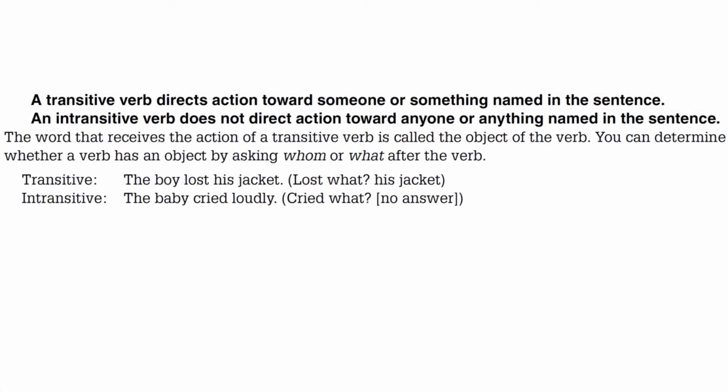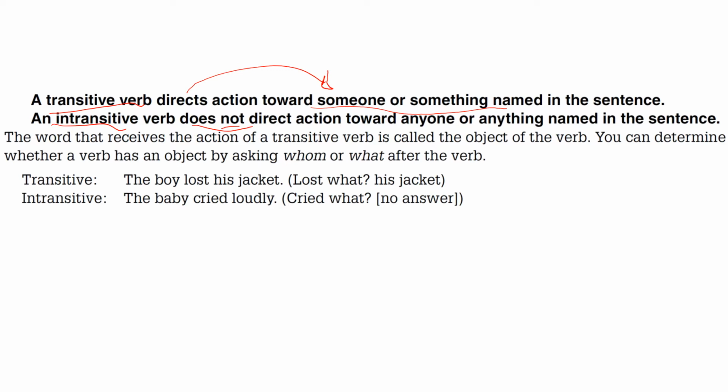So, a transitive verb directs action towards someone or something named in a sentence. So this is the transitive verb. It directs an action towards someone or something. There should be someone or something there. However, an intransitive verb does not direct action toward anyone or anything named in the sentence. There is no receiver of the action of the door. And while transitive, there is a receiver of that action.